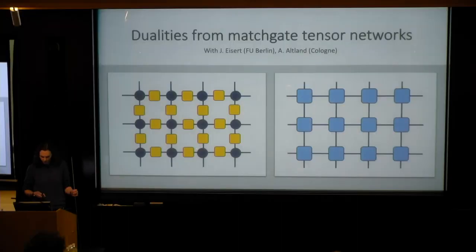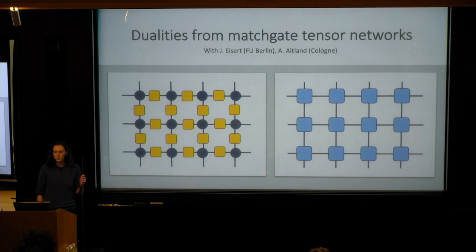I'll be talking about dualities from match-gate tensor networks. This is recent work that I'm doing together with Jens Eisert from Berlin and Alexander Altland from Cologne, and we hope to have a paper about this on the arXiv within, let's give it a month. But none of this is published yet. Okay.